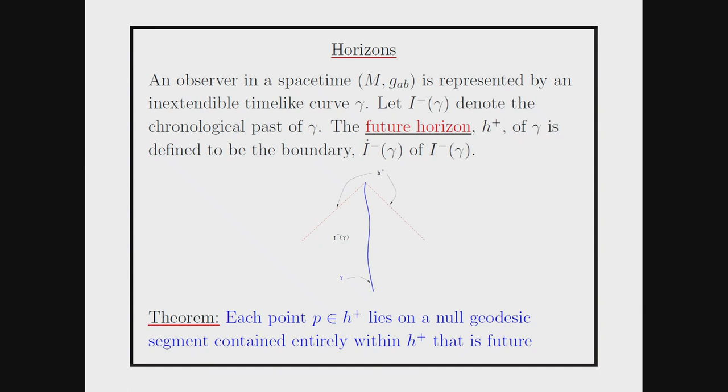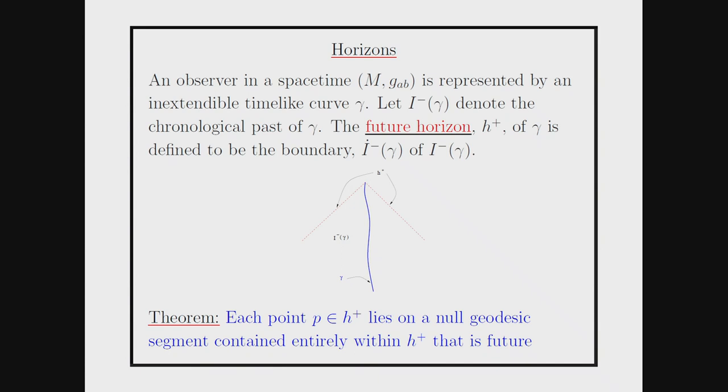Okay, so I want to start with the general notion of a horizon, and maybe I should not rush through this too quickly so that people are in the mood of this. We don't really need to talk about asymptotically flat spacetimes or a special class of observers. If we have any observer, we can talk about the horizon of an observer. But I'm only going to consider observers as represented by inextendible timelike curves.